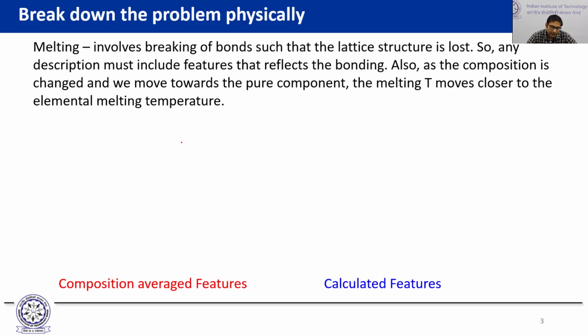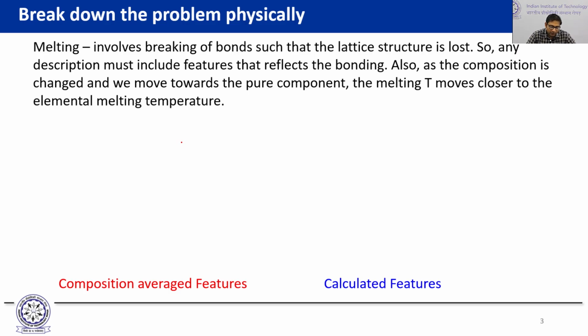So when you are melting, that involves breakage of the bonds, and so your lattice structure starts getting lost, and therefore any of the features that you are going to select must be something which reflects the bonding, the strength of the bonding, the nature of the bonding, and so on. And at the same time, as this process is taking place, the composition is also continuously changing. The composition of the liquid phase and the composition of the solid phase are also continuously changing.